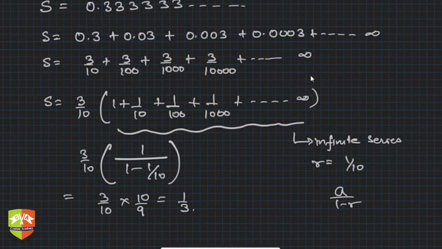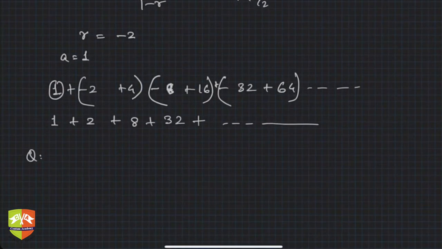Last class in grade 9, whatever we learned, finding out the p by q form of a recurring non-terminating decimal form, you can use that. Now find this sum.